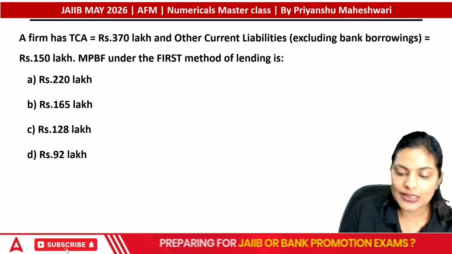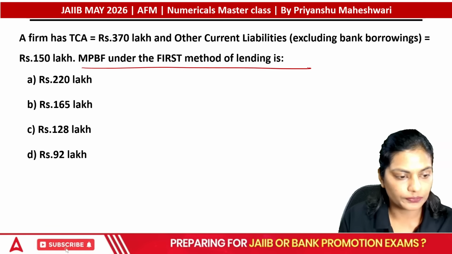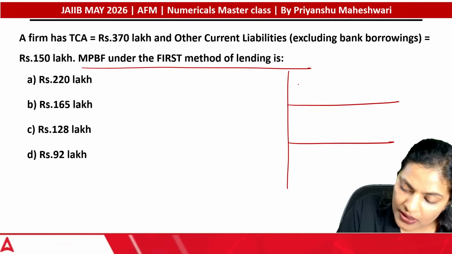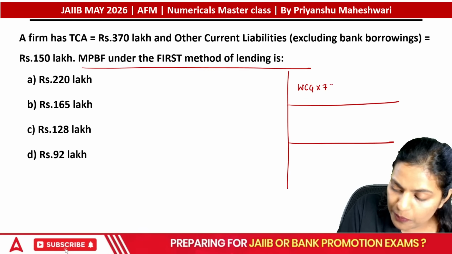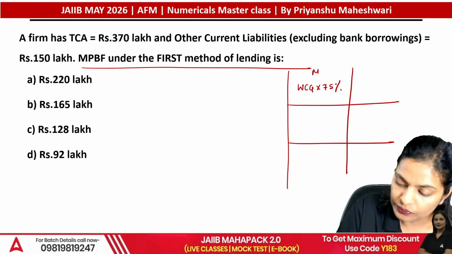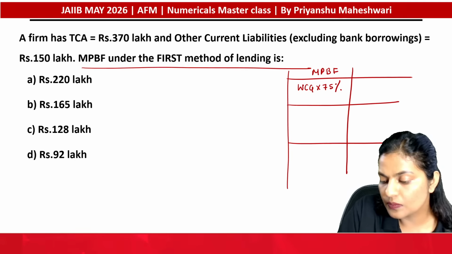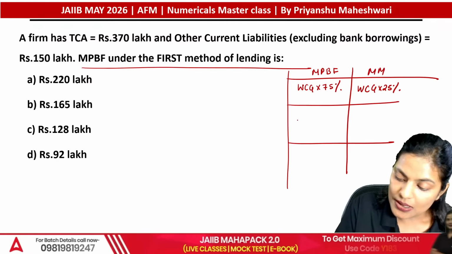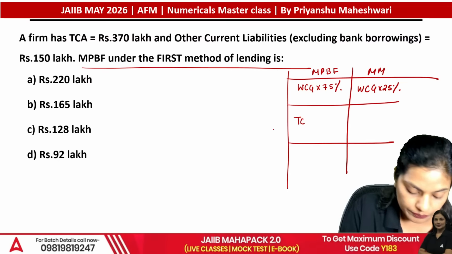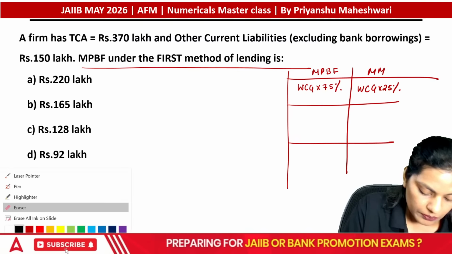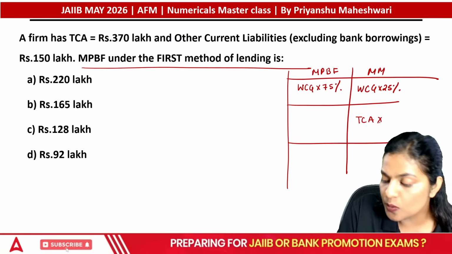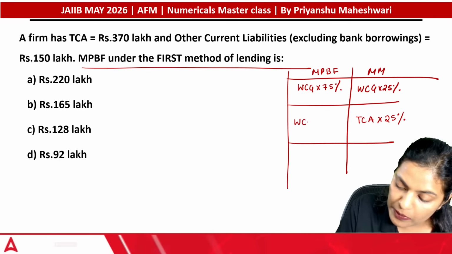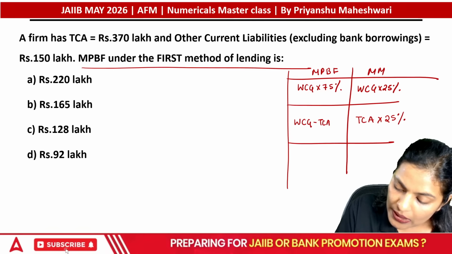Maximum permissible bank finance under the first method of lending. Cool. Now, what is the first method? First method says working capital gap 75% will be bank finance. And margin money will be working capital gap into 25%. Correct? Second method says that total margin money will be total current asset into 25% and my maximum permissible bank finance will be working capital gap minus total current asset into 25%.